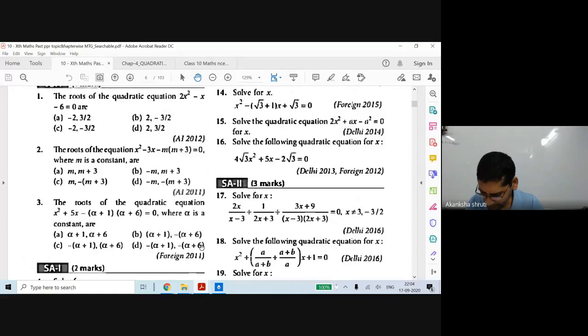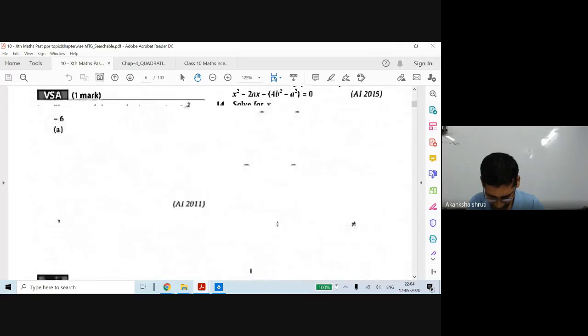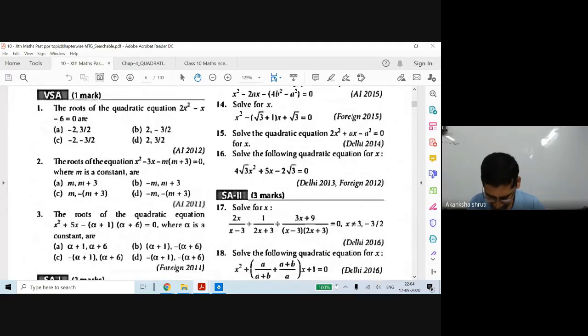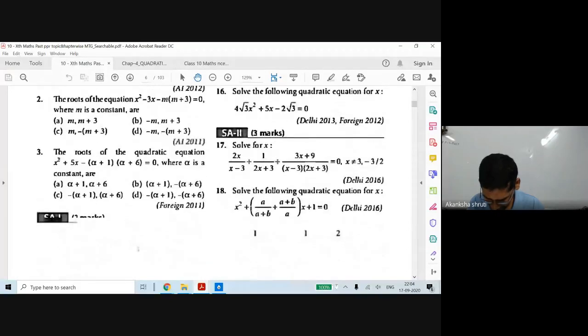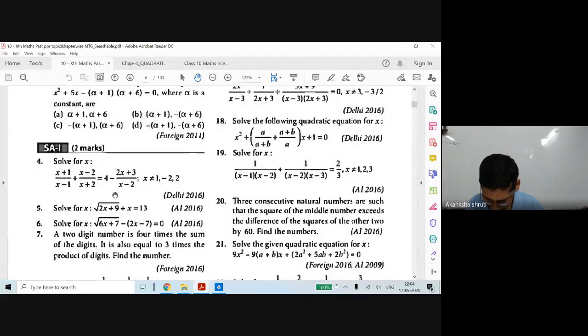It was asked in 2011 and 11. This AI means All India, for us outside Delhi this question was asked. Foreign means for the students who are outside India. But see, students, the important thing is we have to solve such kind of equation. So how to solve such kind of equation? See, here it is the root, not the square that is given. But ultimately we have learned on our first day that this square root leads to generation of a square.